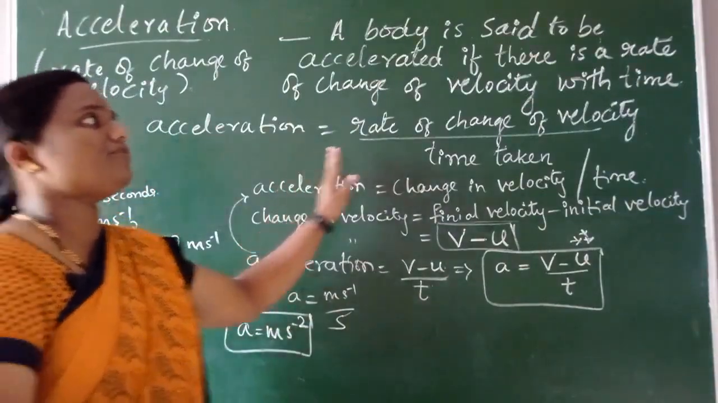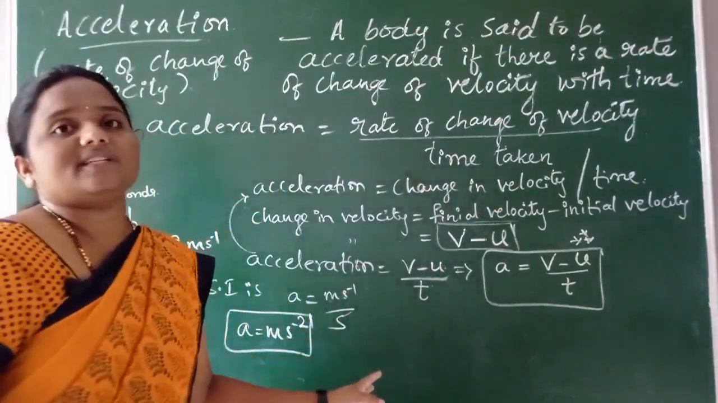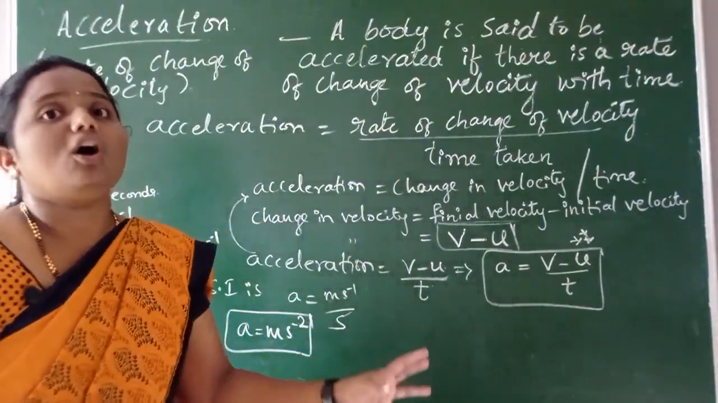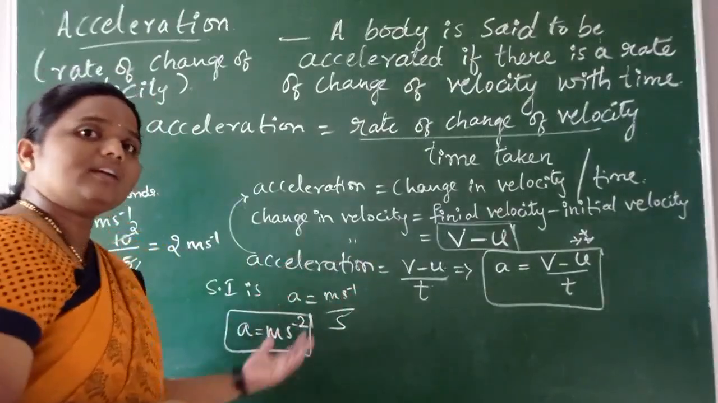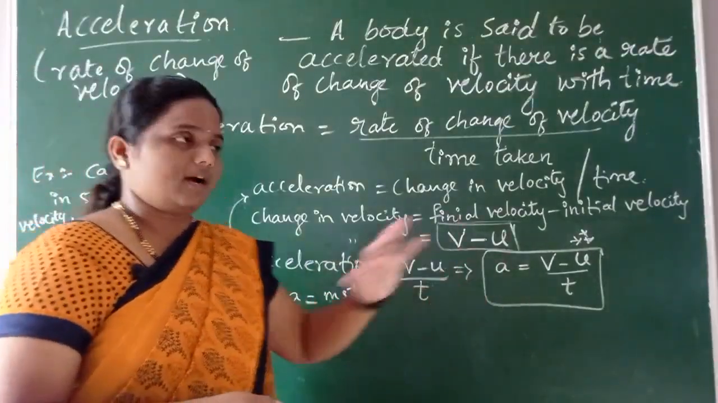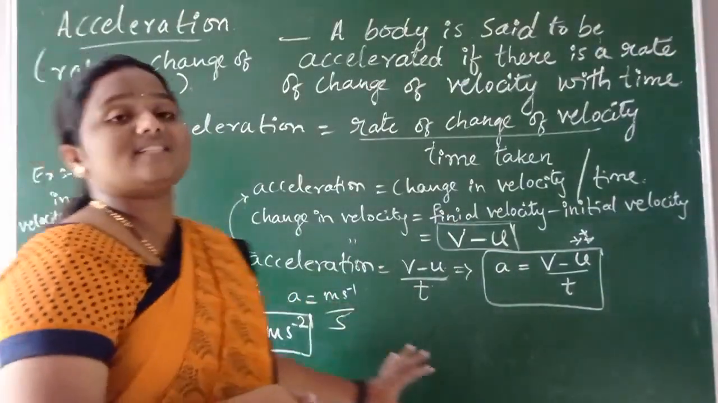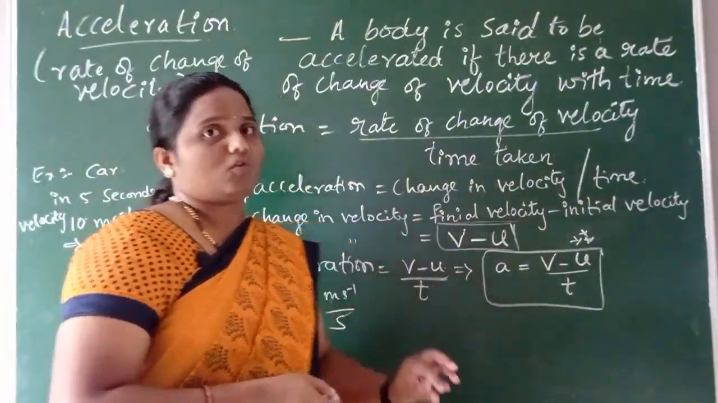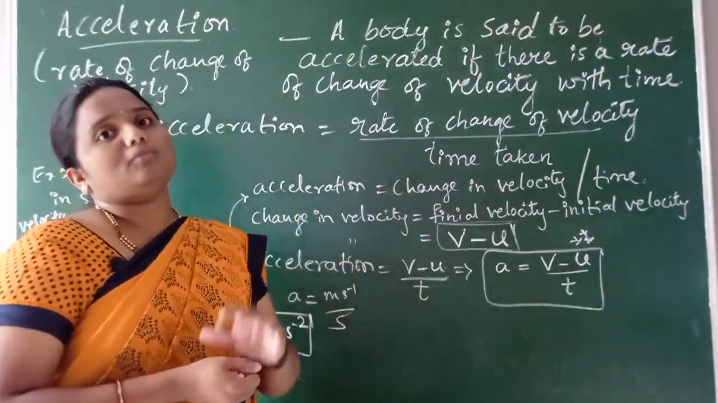Acceleration means rate of change of velocity to the time taken. So this can be expressed using the formula a = (v - u) / t, and the SI unit is what? Meter per second square. And this is also known as accelerated motion, children. What do we call it? This can also be called accelerated motion.